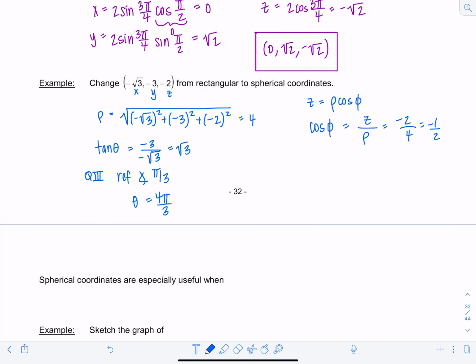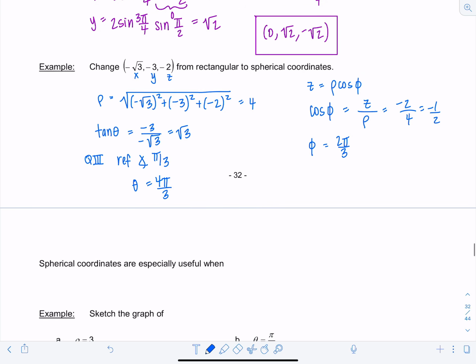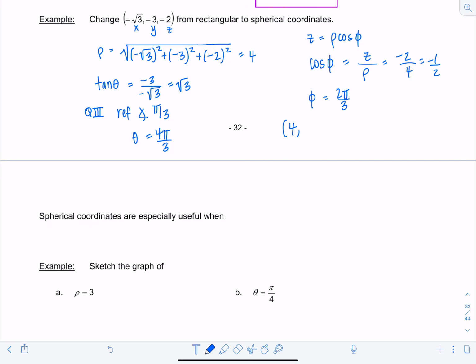Negative 1/2, which means phi is going to be equal to, and now you don't have to play around because for cosine inverse the range is between 0 and π, and that's what phi is always going to be between anyway, so you're fine. If cosine's negative, I'm going to be giving a quadrant 2 angle, something between π/2 and π, so it's going to be 2π/3. Okay, so putting it all together, 4, theta comes next. Just think theta's in the same spot that it was when you were doing cylindrical. And then phi is last, the newcomer.